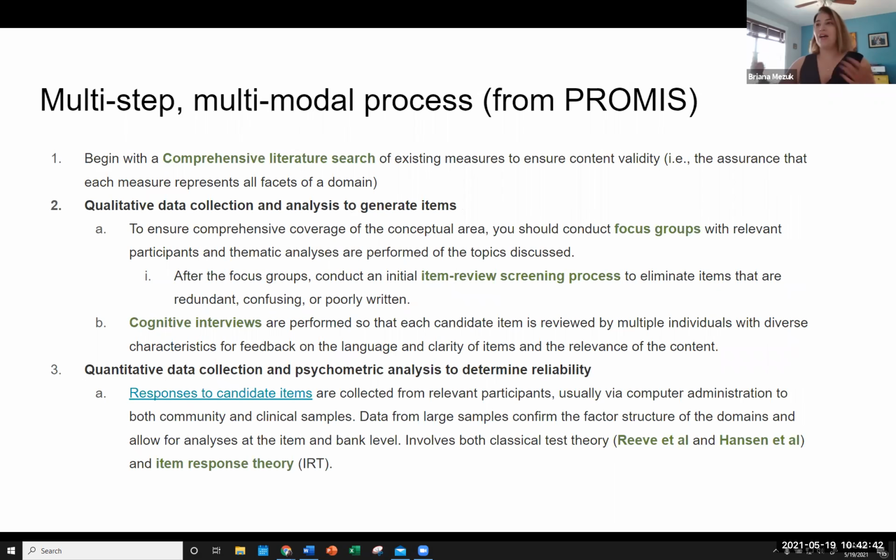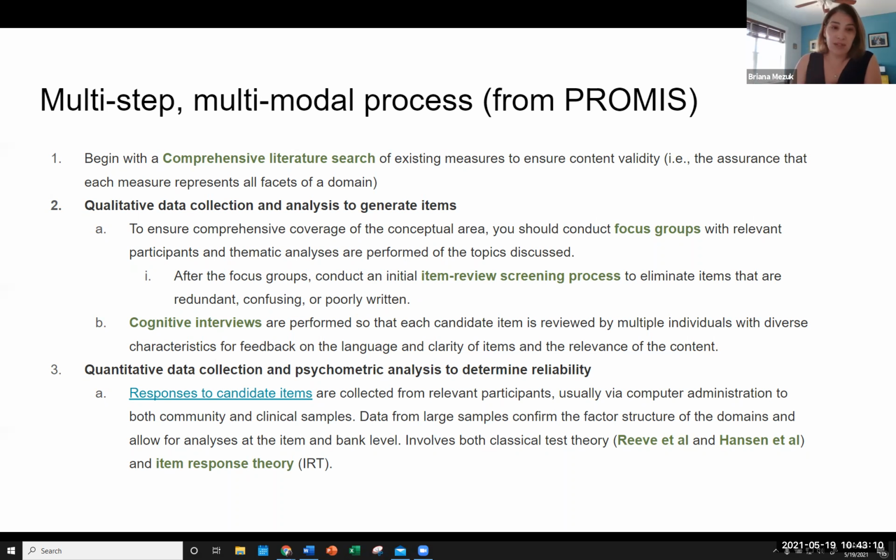So how do we do it? You need to develop a new measure. The first thing is you need to understand you are stepping into a multi-step, multimodal process. Everything I've got here in green text hyperlinks out to specific resources. This is straight from PROMIS, so I want to give credit where credit's due. They've done a great job of explaining how they, within the PROMIS network, develop new measures.